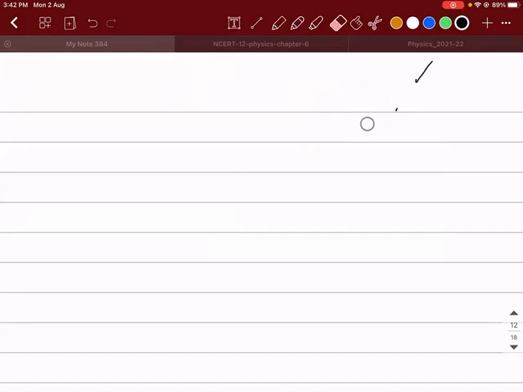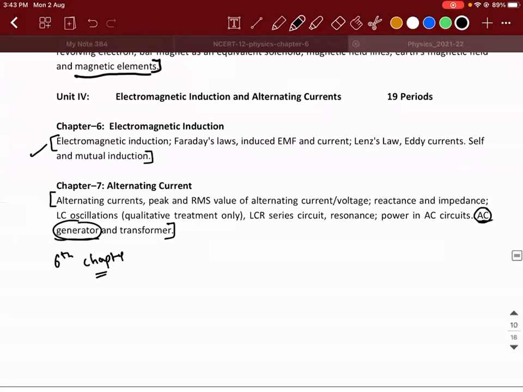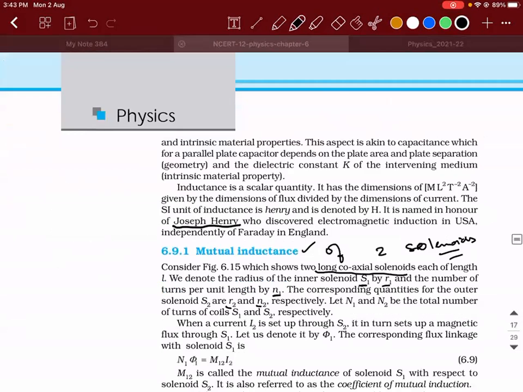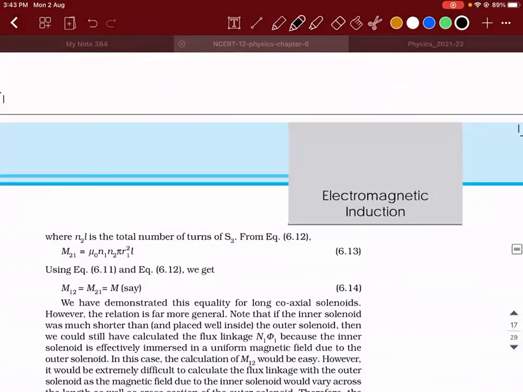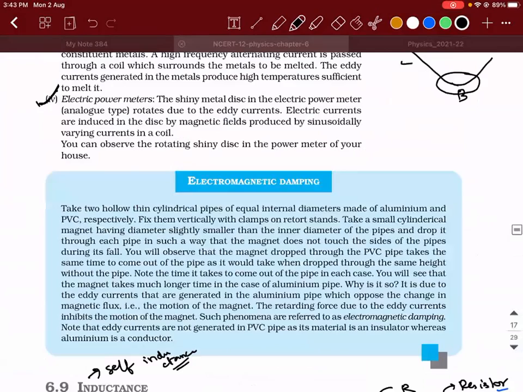Okay, now write down the heading as eddy current. So the topic that we are going to see now is this.